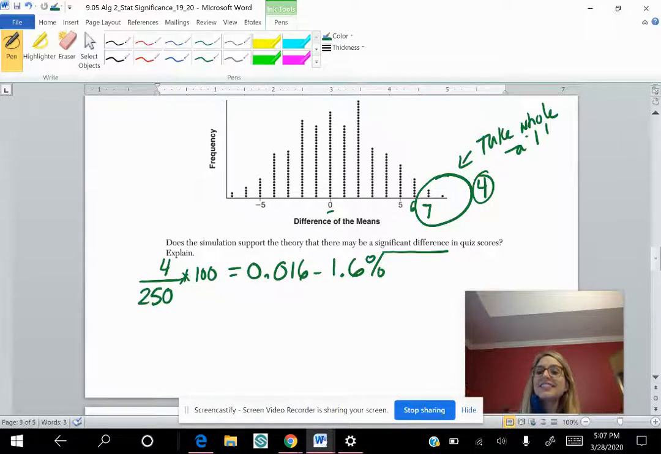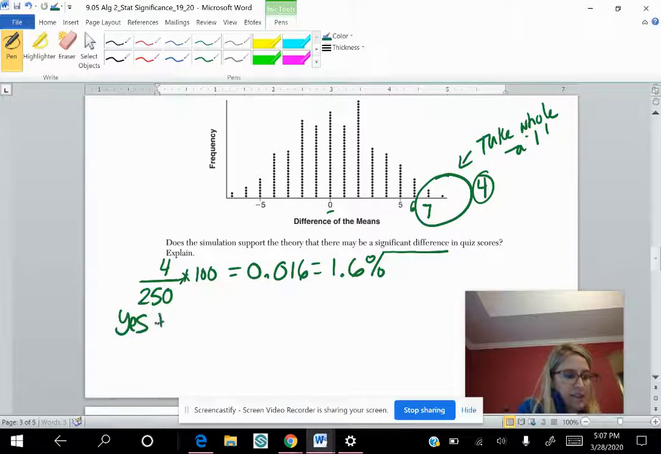1.6%. That's less than 5%. So if it's less than 5%, that's unusual. It didn't happen very often. It happened less than 5% of the time. So that tells us it is statistically significant.